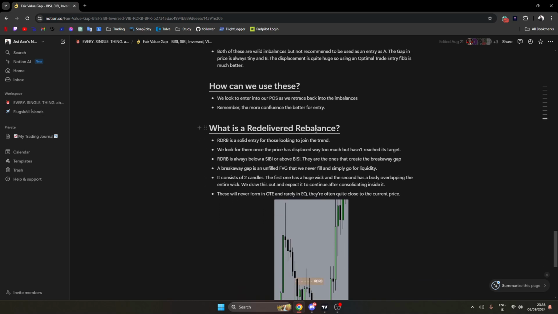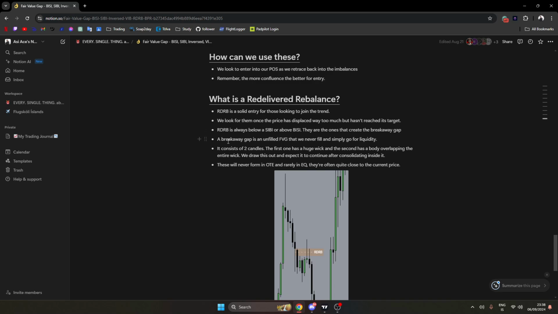What is redelivered rebalance? RDRB is a solid entry for those looking to join the trend, FOMOing in. Look for them once the price has displaced way too much, but hasn't reached its target. This is key: RDRB is always below a SIBI or above a BISI. They are the ones that create the breakaway gap. A breakaway gap is an unfilled fair value gap that we never fill and simply go for liquidity.